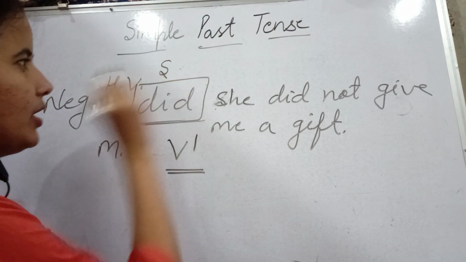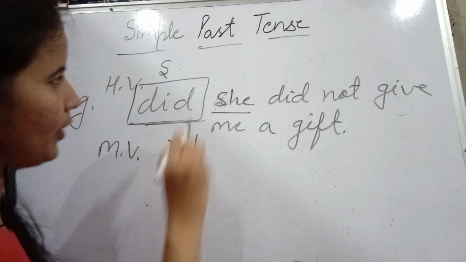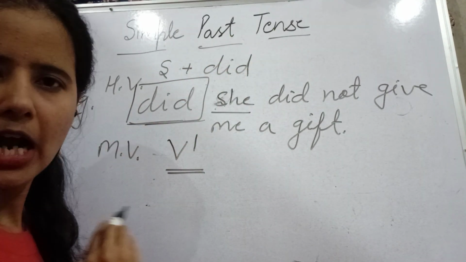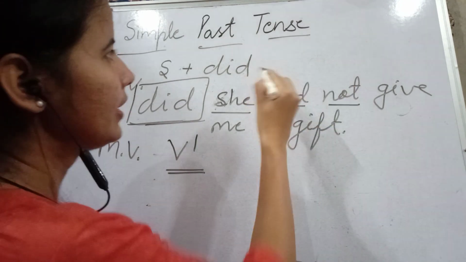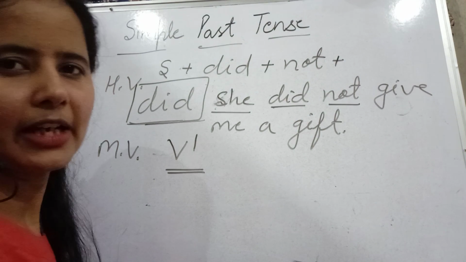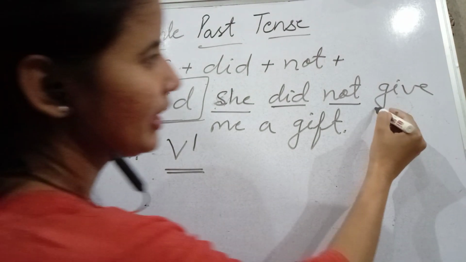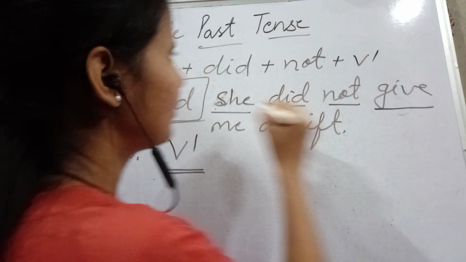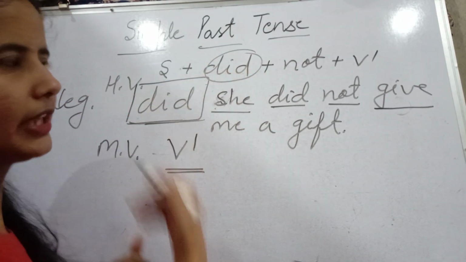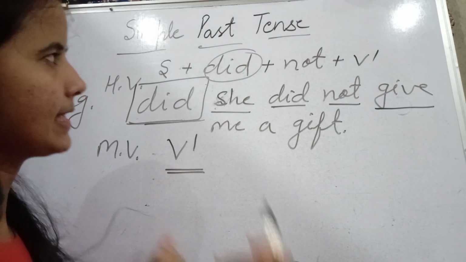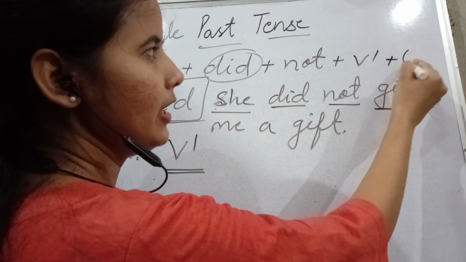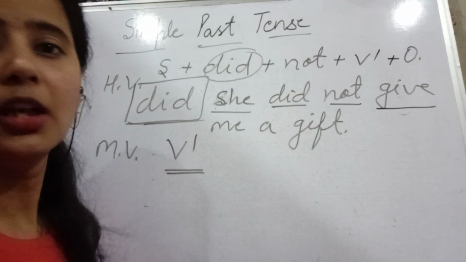First of all, we wrote the subject, isn't it? After the subject, we wrote did. After did, what did you notice here? Not is there. After not, what is there? V1 or V2? We wrote V1 here. Do remember, if you have written did here, we have already used did. It means this is simple past tense. So did is there, so we have used V1 here, and then it will be object and a full stop.